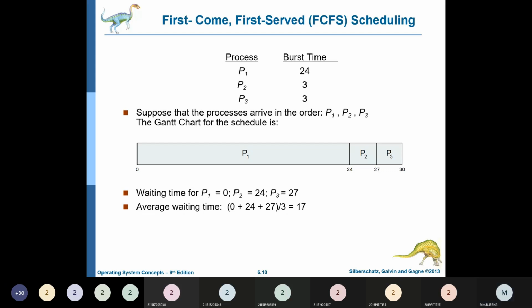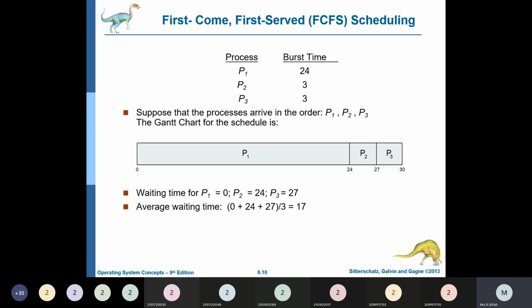Then P2. What is the waiting time for P2? P2 should wait for 24 units to complete, because P1 needs 24 units to complete its process. After 24 units only, P2 will enter. That is the waiting time of P2. Similarly, P3 has to wait until P1 and P2 complete their processes, so in that order P3's waiting time is 27 units.